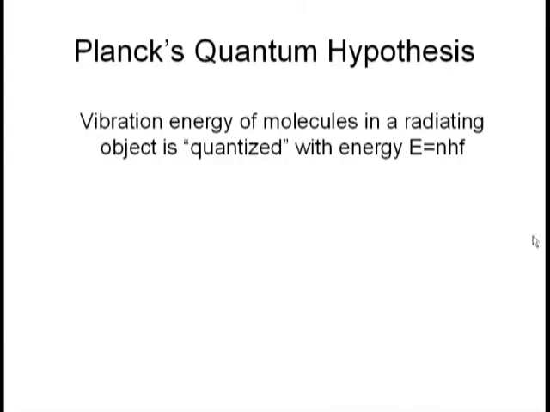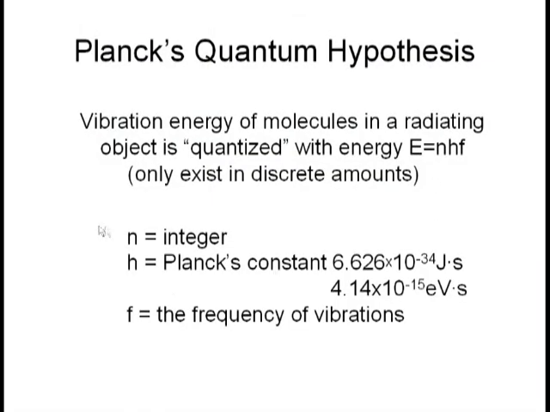Next topic is Planck's quantum hypothesis. He said that the vibrational energy of molecules in a radiating object is quantized with this energy, and actually gave a formula to it. Now, quantized means it only exists in certain discrete amounts. It's just certain amounts. For his formula, n is a whole number integer, h is Planck's constant.